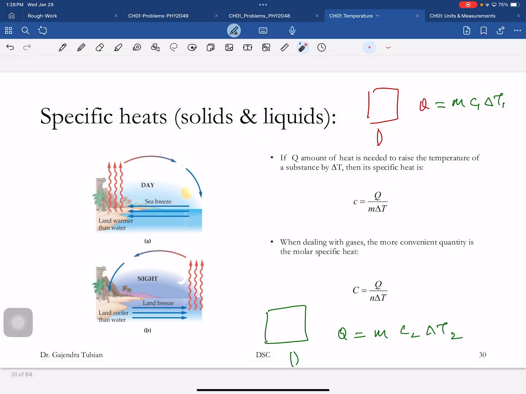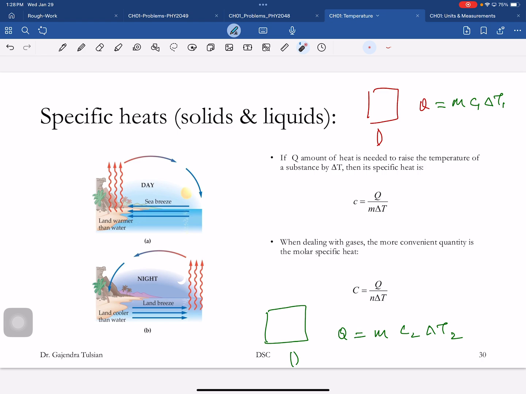Okay, when are breezes possible? Yeah, when can you have a breeze? When the water from the ocean heats up and the air rises. Okay, so you can have breeze when differential heating happens. What that means is you're putting the same amount of energy in two different substances, and their temperature rises by different amounts.